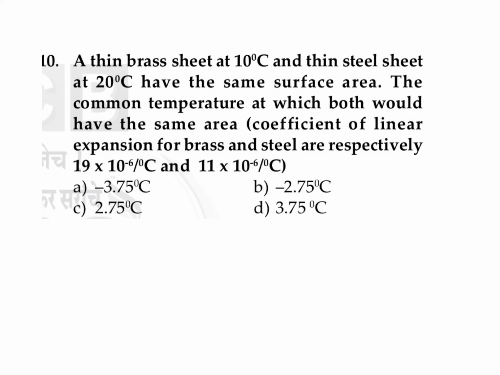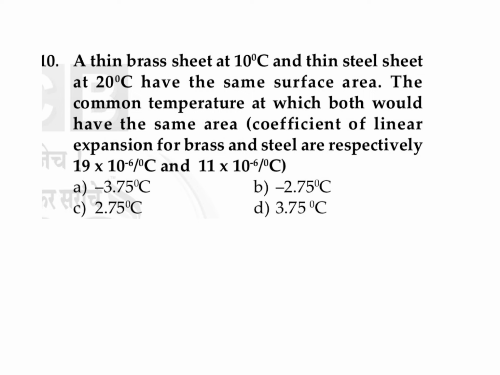In this question, it is given that a thin brass sheet at 10 degrees Celsius and a thin steel sheet at 20 degrees Celsius have the same surface area. We need to find the common temperature at which both would have the same area. The coefficients of linear expansion of brass and steel are respectively given as 19 into 10 raised to minus 6 and 11 into 10 raised to minus 6.